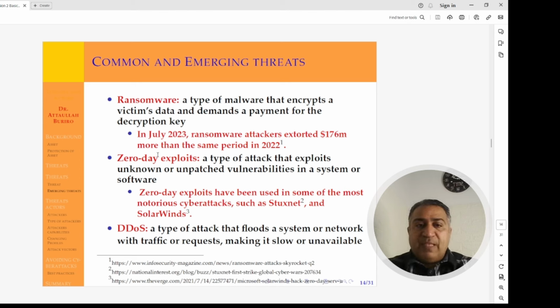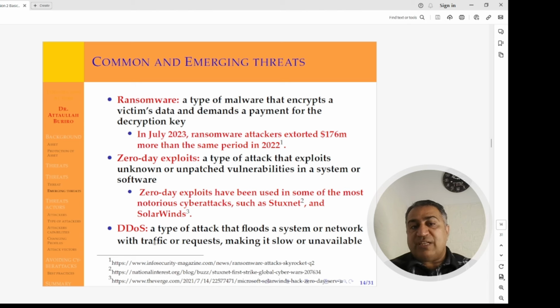Okay, so zero-day exploits have been used in some of the most notorious cyber attacks. In Stuxnet, this Stuxnet happened in one of the nuclear plants in Iran, and SolarWinds. Okay, SolarWinds is a company. So here I have given you the references as well. You could see. And then in third place comes DDoS.